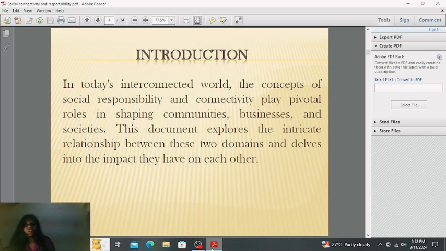So to begin with, in today's world, we are all connected with each other. We are connected through the concept of social responsibility and connectivity, which plays an important role in shaping our life, and it helps us to shape communities, business, as well as our society. So in this presentation, we'll explore the intricate relationship between the two domains, and delve into the impact which they have on each other.